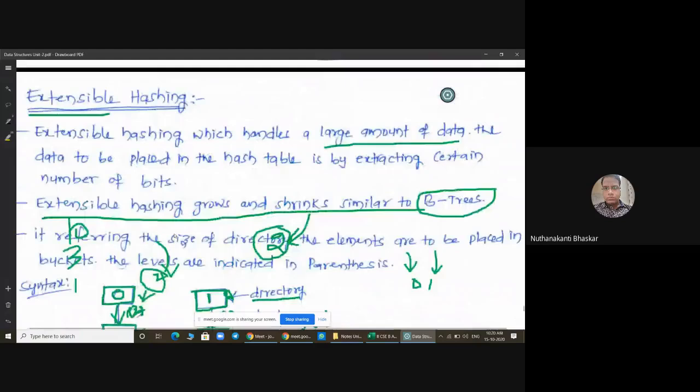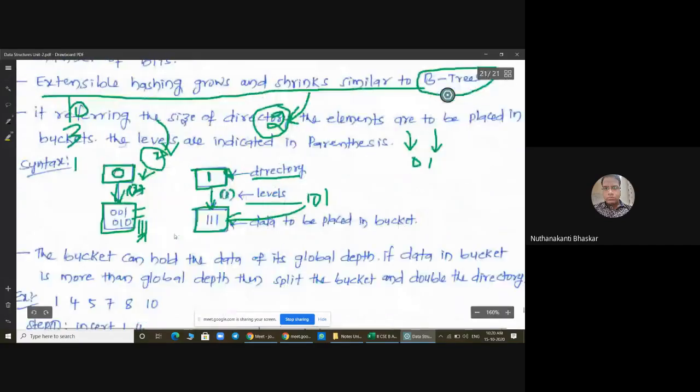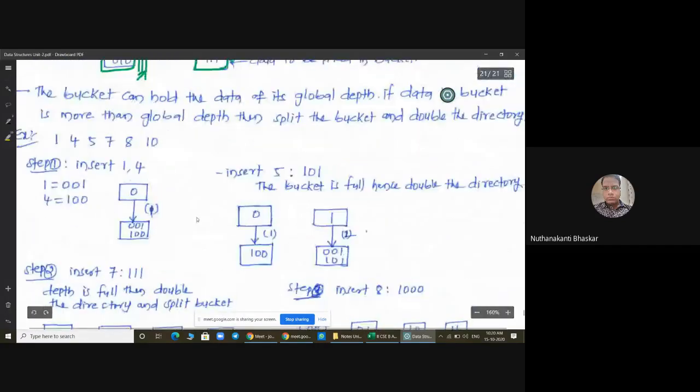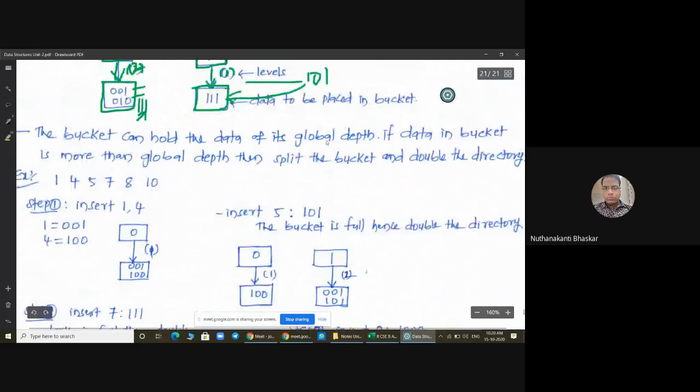Yes, sir. Now coming to the example. Now here in this example also I have taken the global depth. The global depth I have taken as two only in this example. So please consider why I have taken two. I will tell you later. After this example, I will tell you why I have taken two, why I have not taken 10 or 20. Okay, I will tell you later.